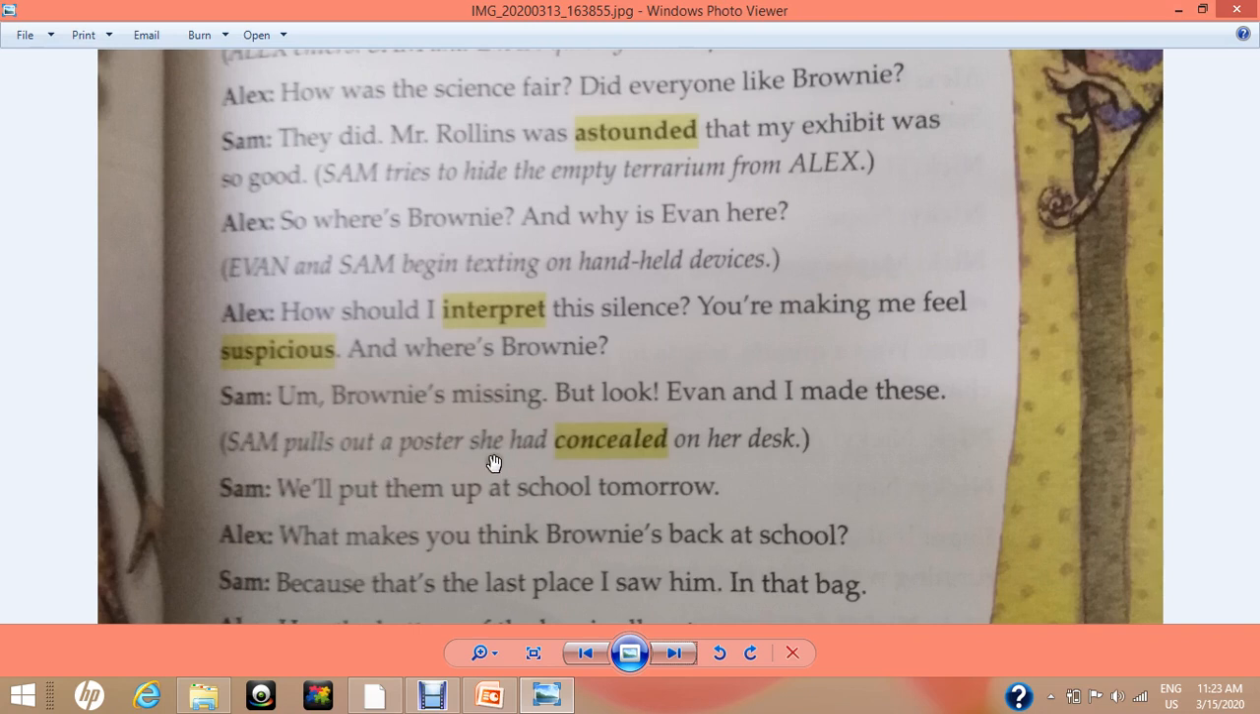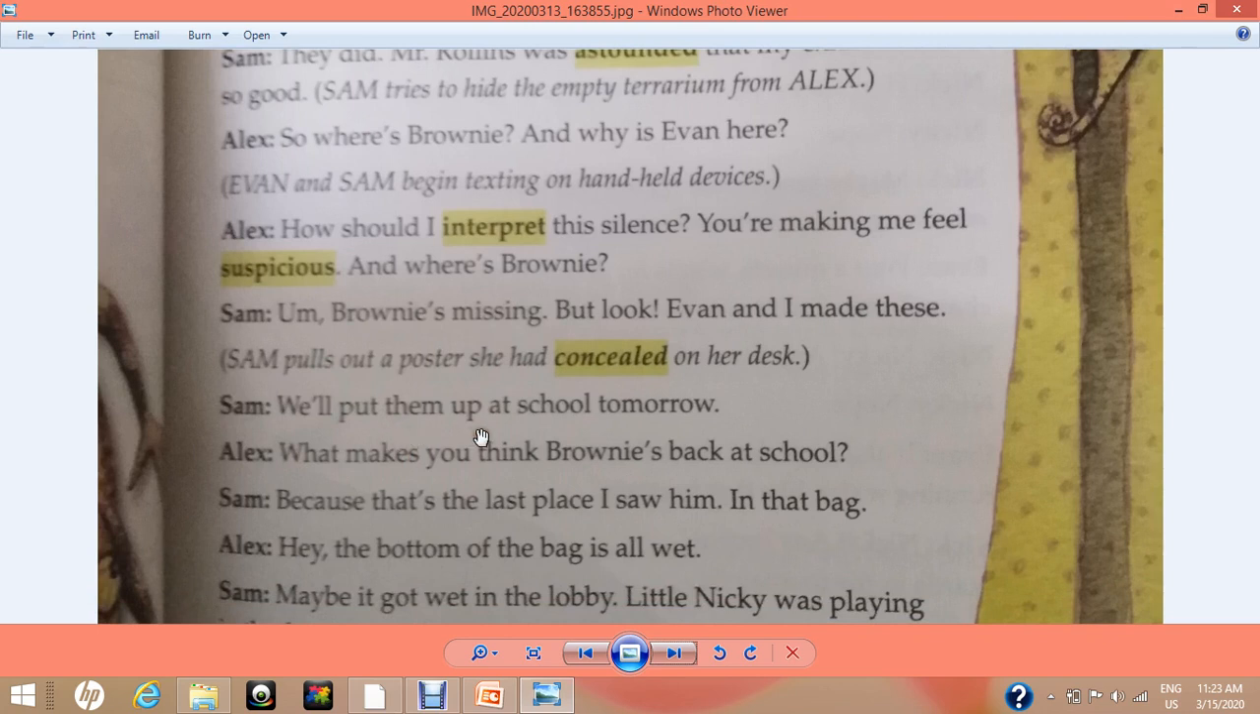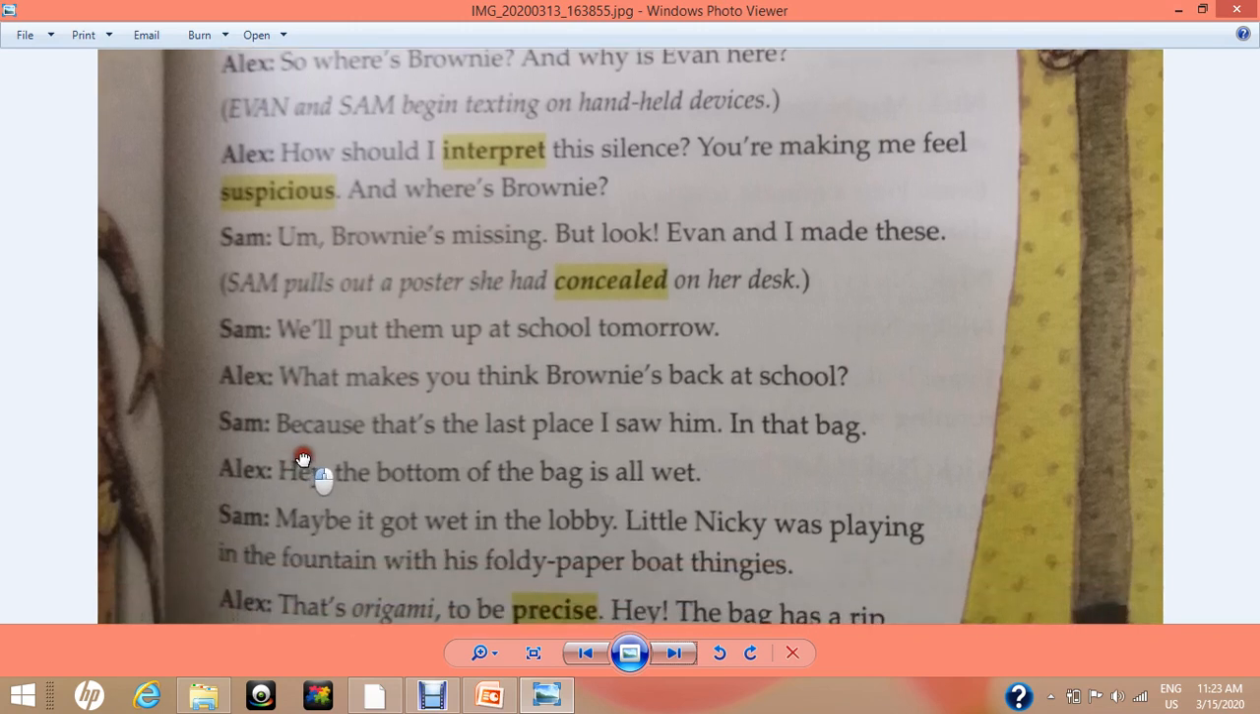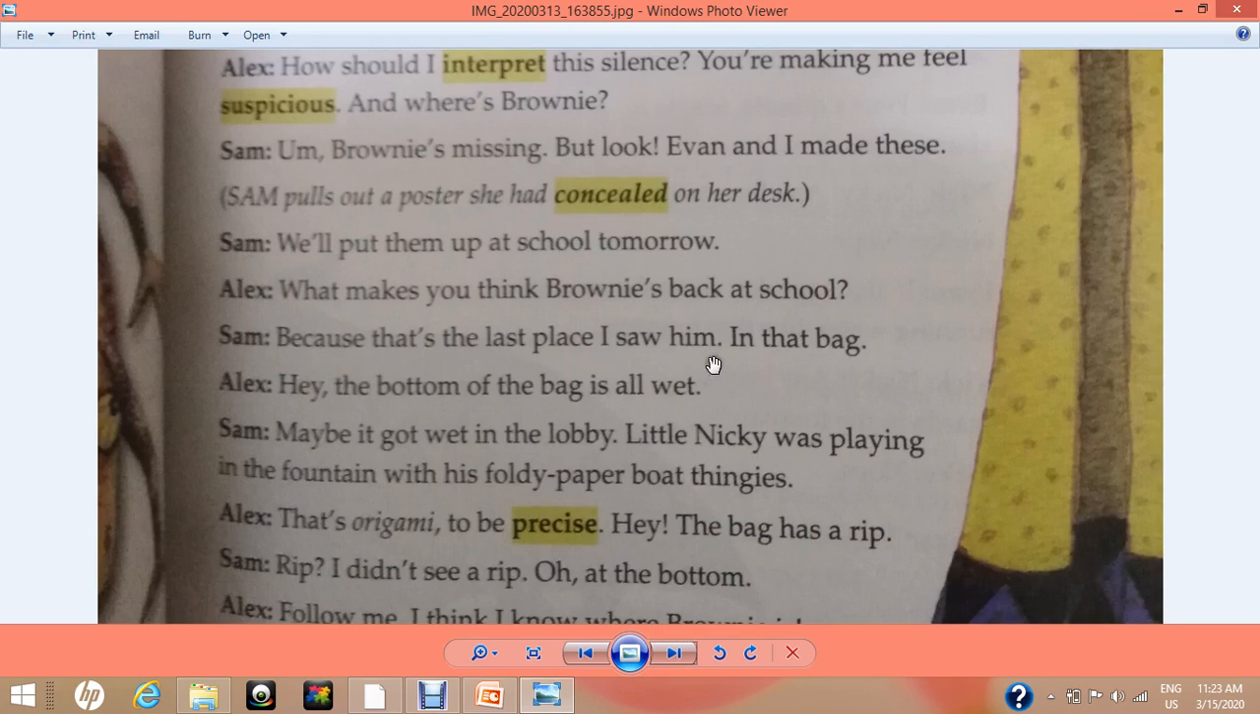Sam pulls out a poster she had concealed on her desk. Sam, we will put them up at school tomorrow. Alex, what makes you think Brownie is back at school? Sam, because that's the last place I saw him, in that bag. Alex, hey, the bottom of the bag is all wet. Sam, maybe it got wet in the lobby.